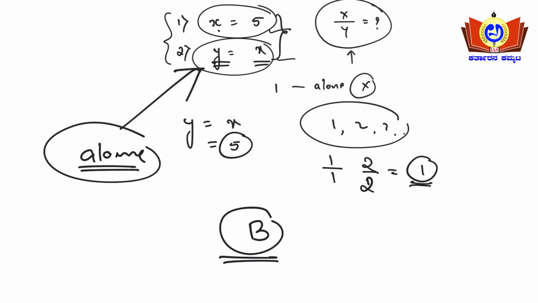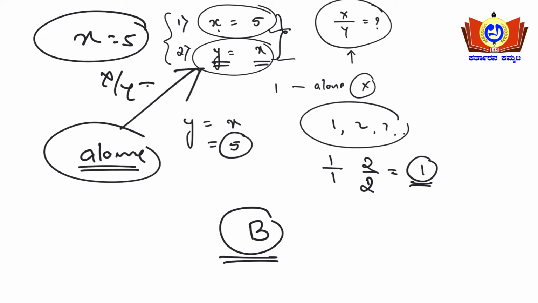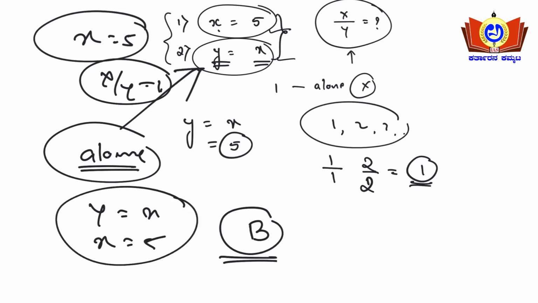So you got the trap, right? The tricky part is, at the first instance, x equals 5 alone is not sufficient to answer whether x by y is an integer or not. Then you examine y equals x, and then you assume that both statements, x equals 5 and y equals x, are needed to answer this question. If you think like that, it is a trap, friends. You need to examine both statements individually, then arrive at the answer.